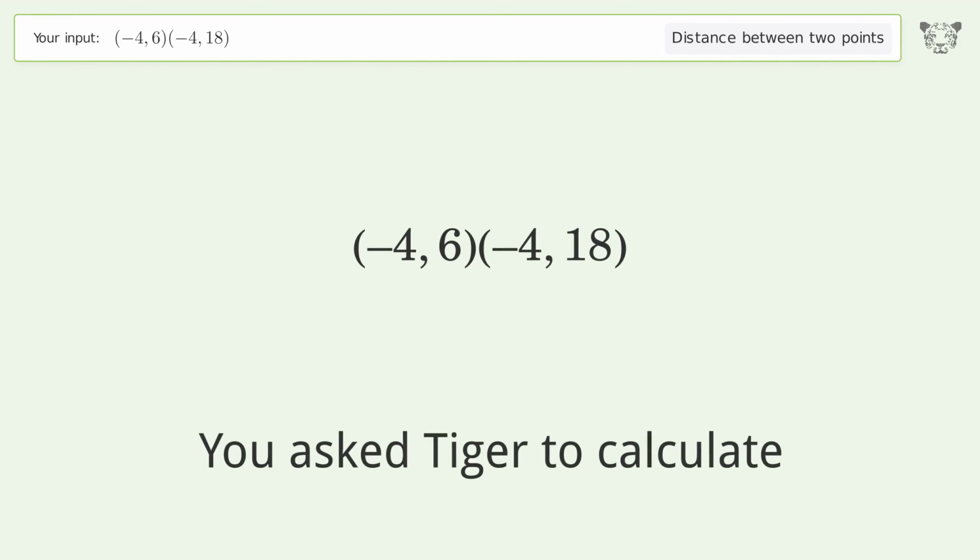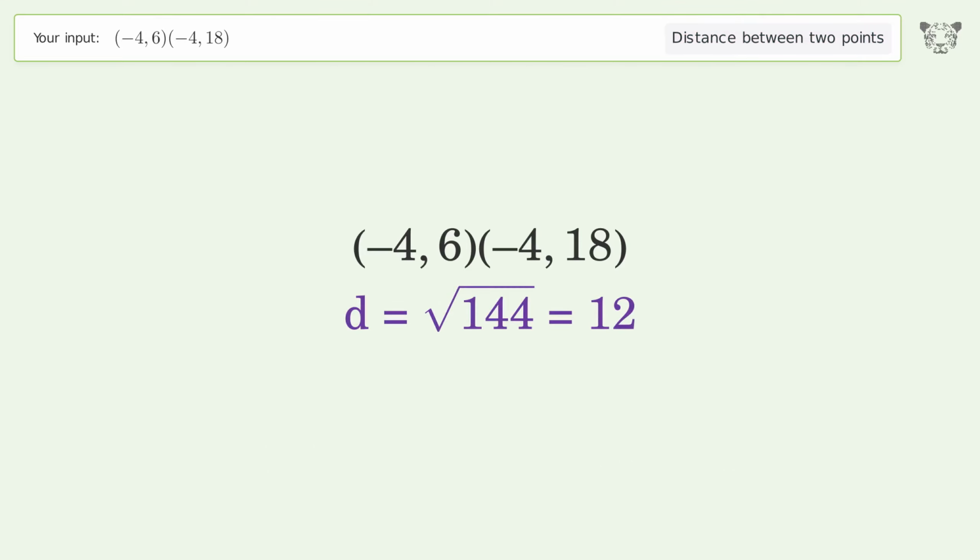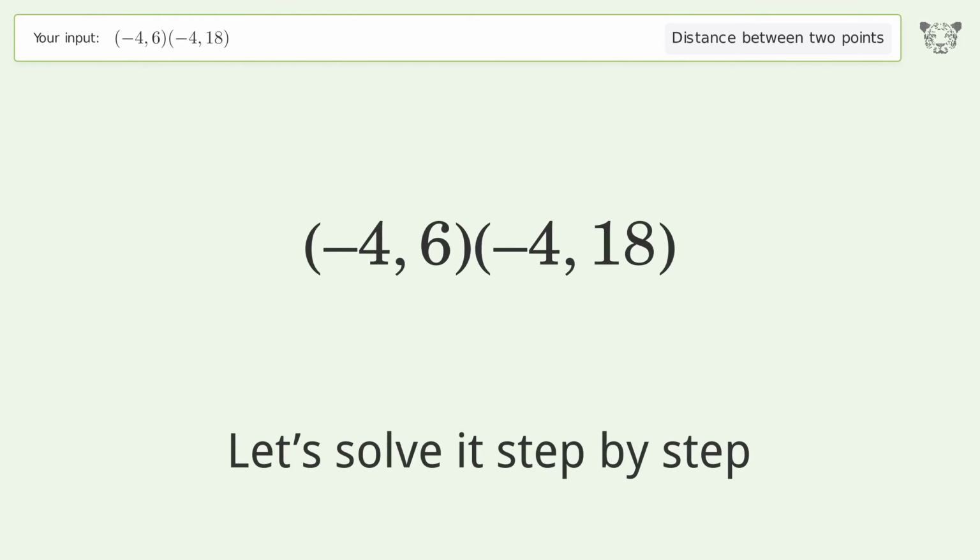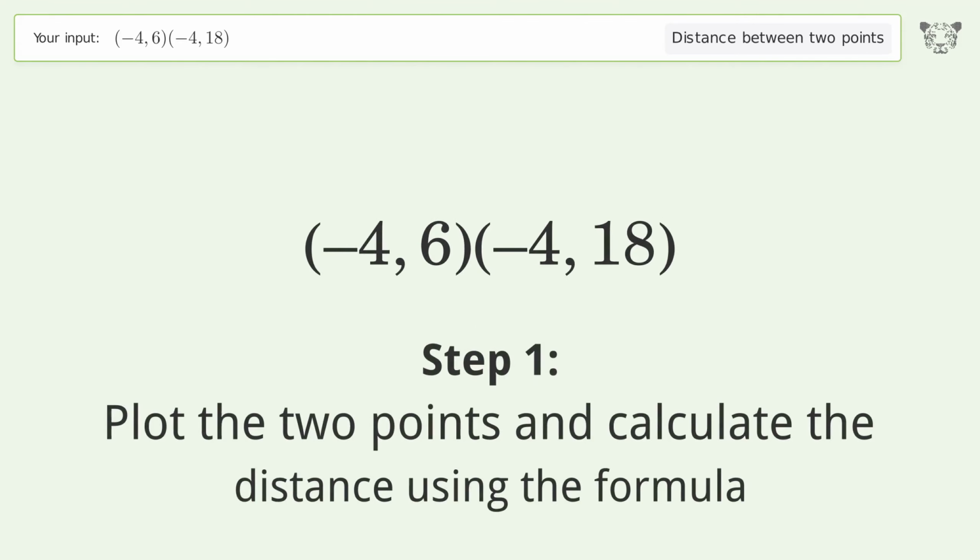You ask Tiger to calculate. This deals with the distance between 2 points. The distance between the 2 points is the square root of 144, or 12. Let's solve it step by step. Plot the 2 points and calculate the distance using the formula.